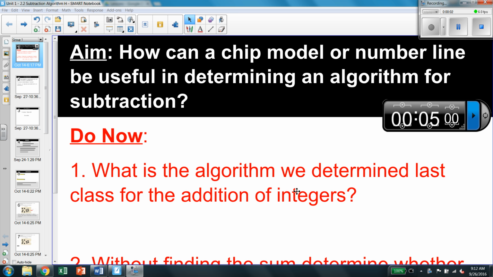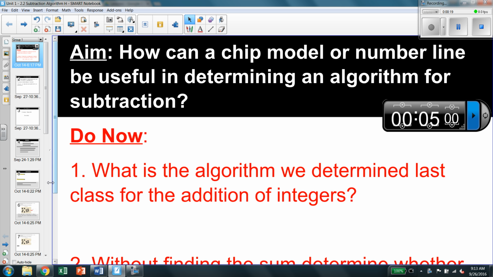Hi everyone, thanks for watching the video. Last week we were working with adding positive and negative numbers. This week we're going to start looking at subtraction and see if we can identify any patterns or things that could help us in the future.